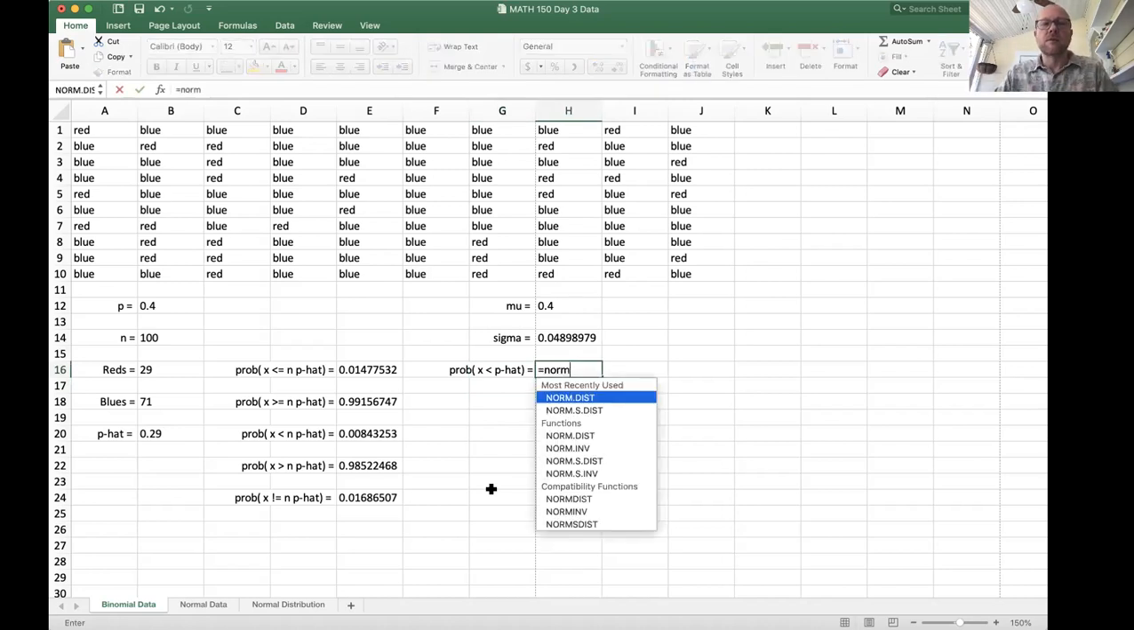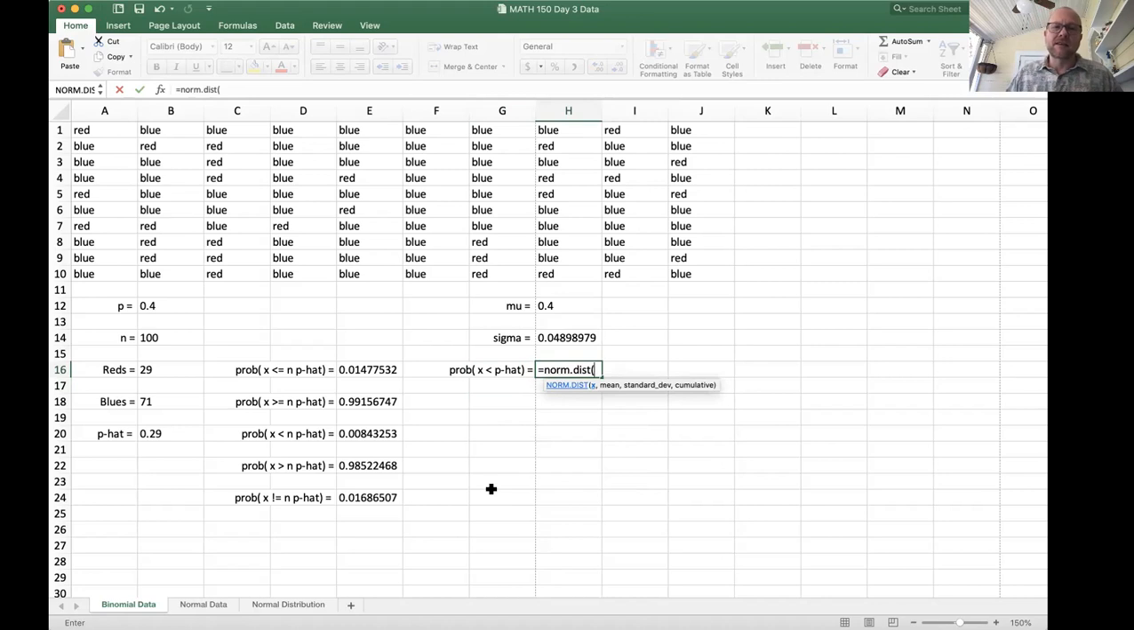equals norm.dist parentheses. And if you can read that, which you probably can't unless you zoom in, it has an x and then a mean and a standard deviation and cumulative. So with normal distribution stuff, you always have to be dealing with cumulative. It doesn't even make sense to not. And so I don't know why that's something that they have you worry about.